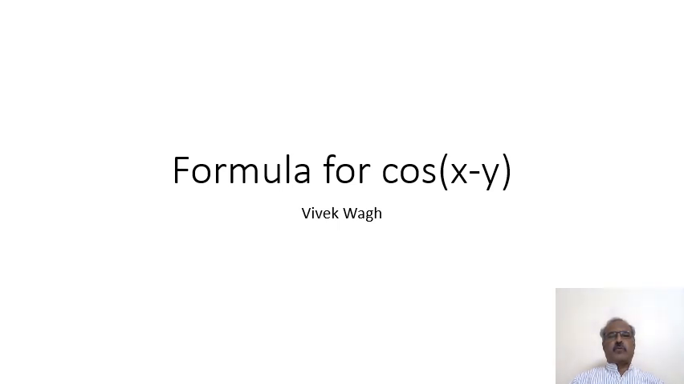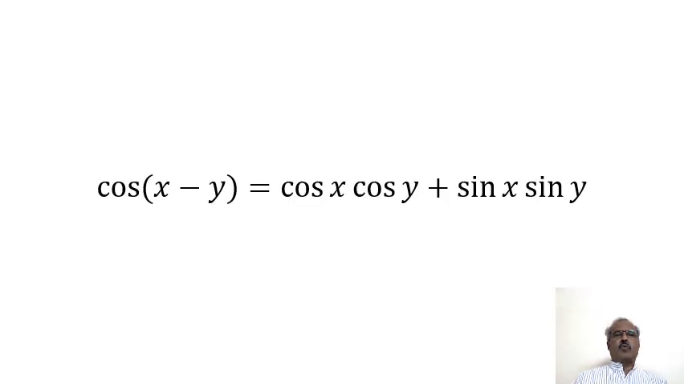In this video, we will derive the formula for cos of x minus y, that is the difference of two angles, and apply it to derive the value of cosine of 15. Cosine of x minus y is equal to cos of x times cos of y plus sine of x times sine of y. So this is the formula for the cosine of difference of two angles, and we'll see how we arrive at it.